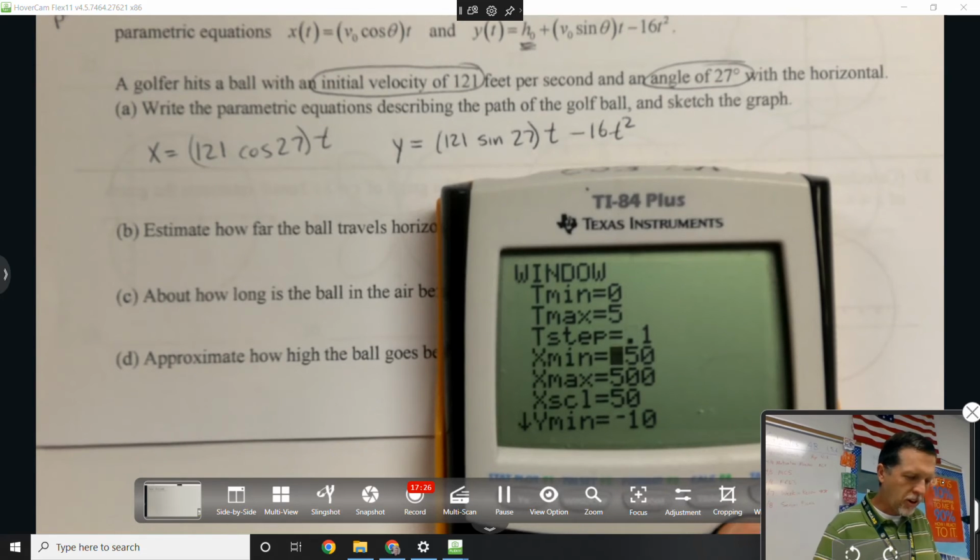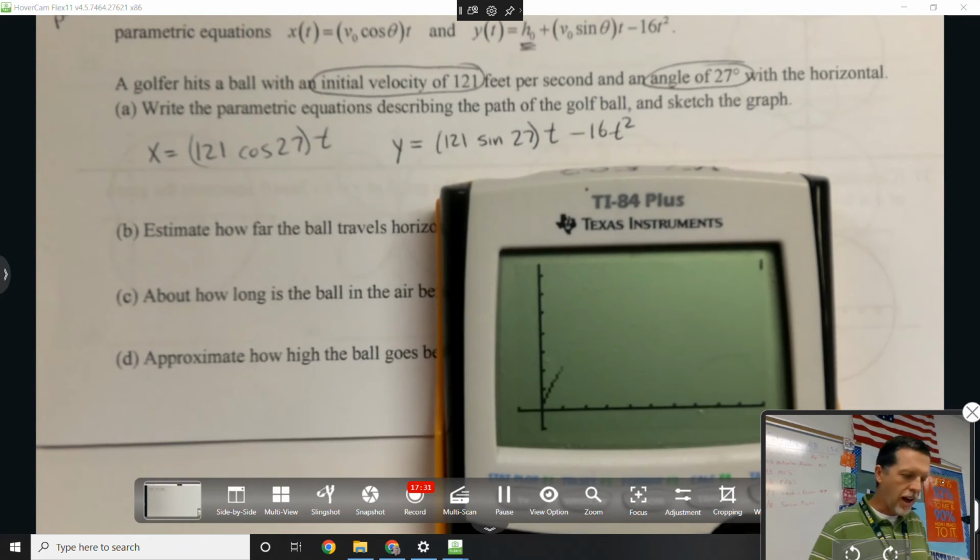I think I'm also going to change my time step to be a little bit smaller to make sure I get the most accurate graph possible. Again, if you go too small, then it takes forever to graph, so you've got to find that balance.